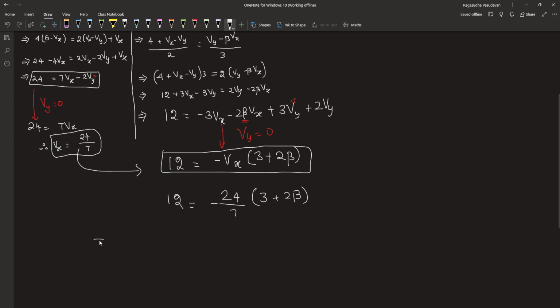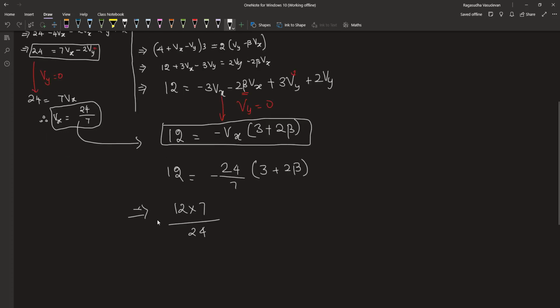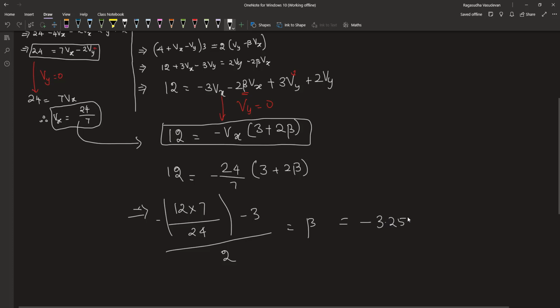So this implies, minus 12 into 7 by 24 minus 3 divided by 2 will be beta. So the value of beta will be minus 3.25.